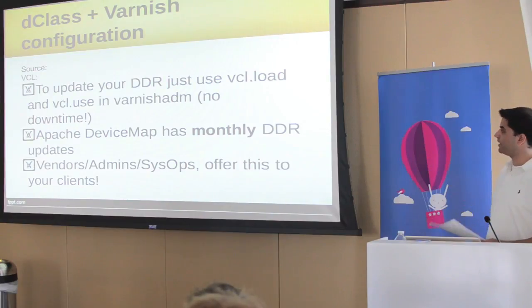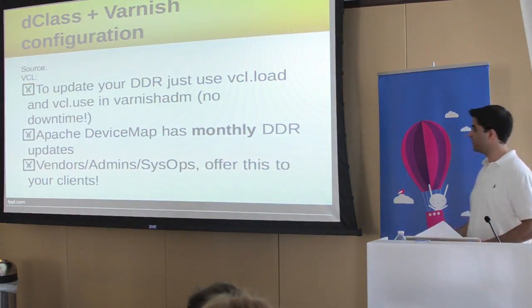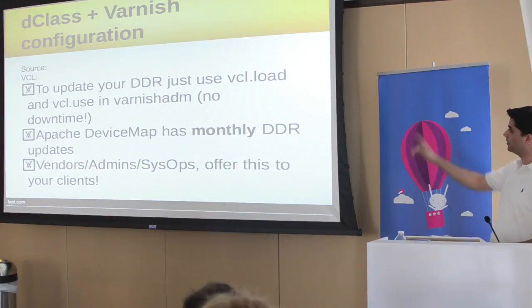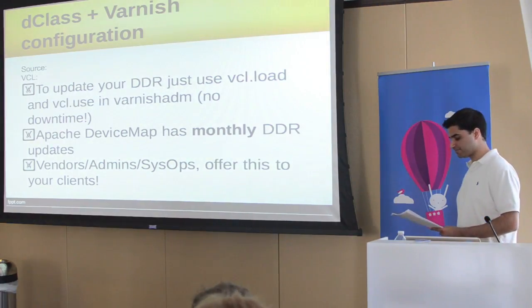Apache Device Map has monthly DDR updates. So all you really need to do is, once a month, maybe set aside 5-10 minutes, or maybe once every few months, download the latest DDR, do VCL load, VCL use, and you're up to date. That's actually very simple.